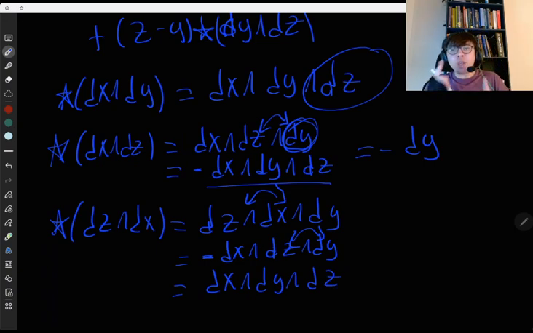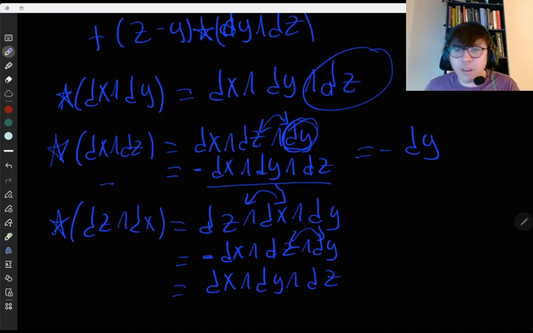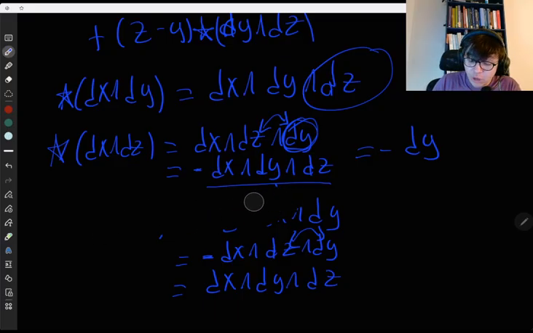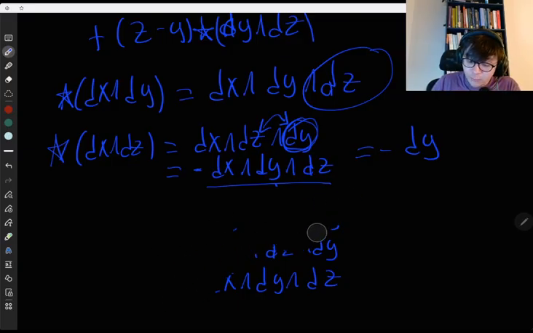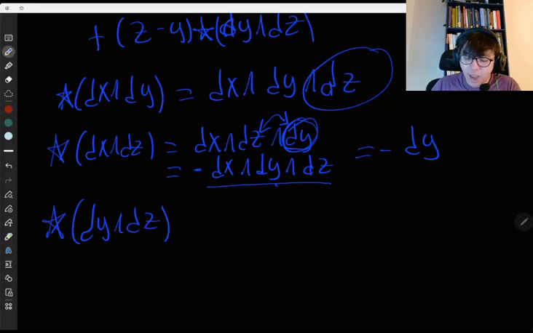So you see, if I flipped them initially, I would have picked up a minus sign here, which gets counteracted at the end. So some people just rewrite it as dz wedge dx. I'm stubborn. I don't ever remember to flip it naturally. I'll just write it as negative dy over here because I know I need to multiply by negative to get my volume element back. Okay, so finally we're left with wedge dy wedge dz. So we're left with star dy wedge dz.